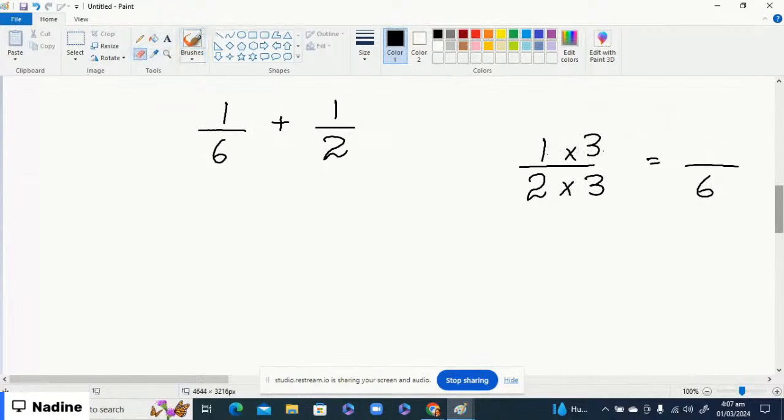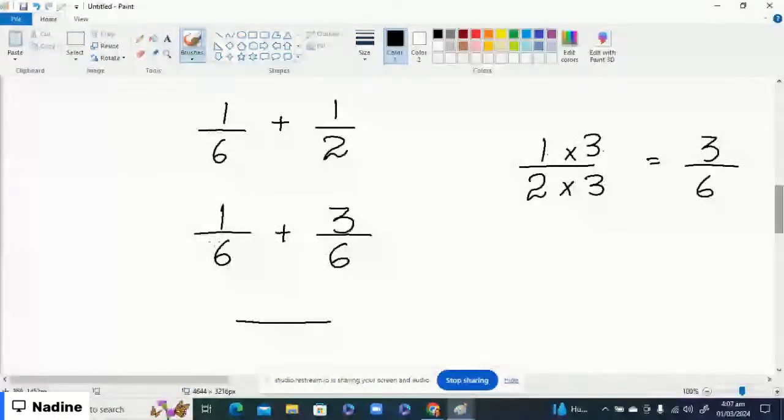I just by chance wrote it here. 3 times 1 is 3, and 3 times 2 is 6. Now in place of this 1 by 2, we are going to write 3 by 6. So 1 by 6 add up with 3 by 6. Now just write only one denominator because this is the same. So 6 is the same, only write 6. Now what is the answer of 1 plus 3? That is 4. 4 by 6 is your answer.